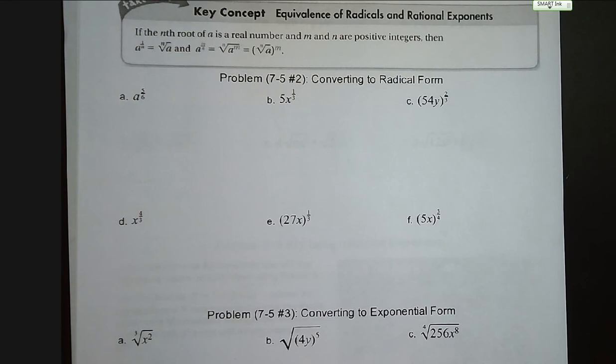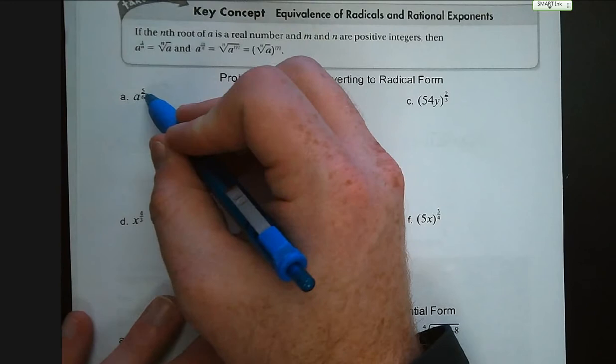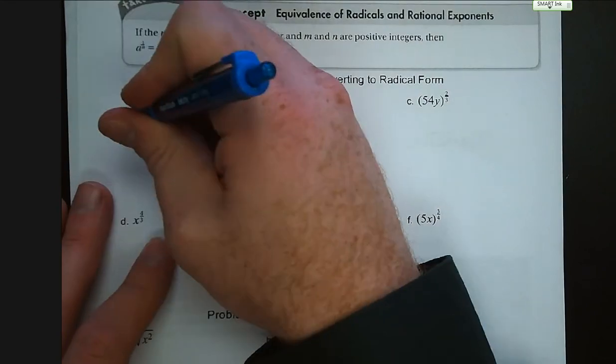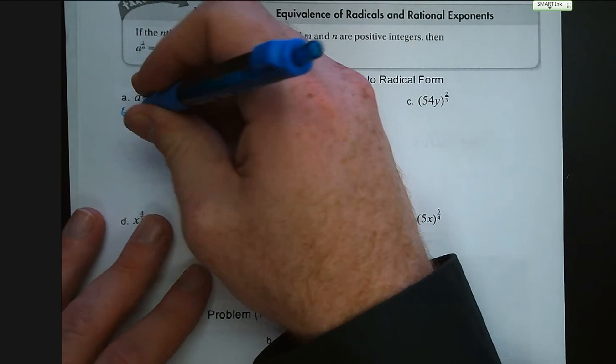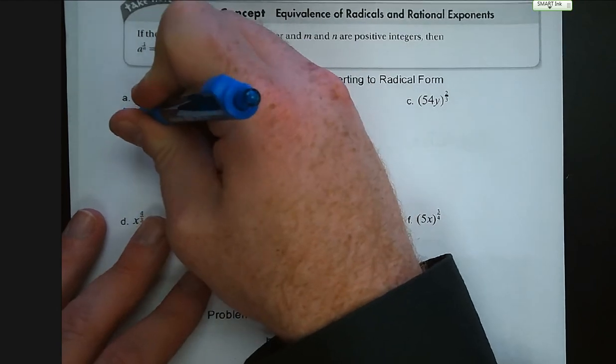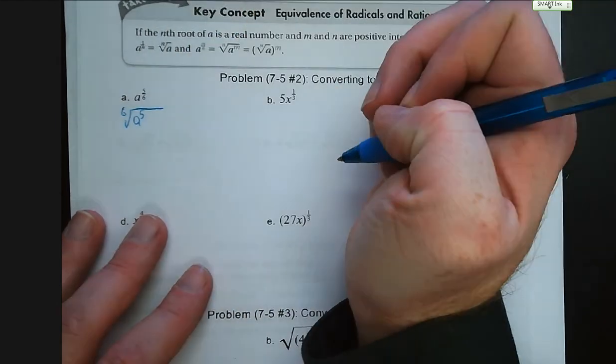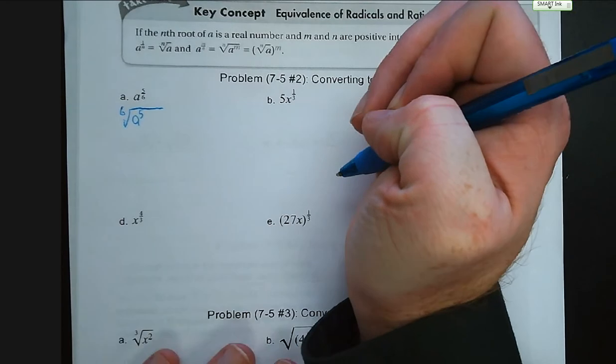All right, so we have a to the 5/6. So that's going to be the 6th root. The denominator is always our index. The numerator always stays with our variable. So it's just the 6th root of a to the 5th.